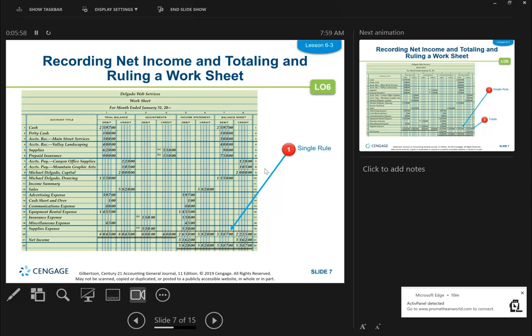So we start by totaling. So if you added the numbers down those columns, we get that totals. Everybody's okay there? Oh, I'm sorry, you draw the line first, right? And then you total up the numbers. That's what the single rule is. Then we calculate a net income.